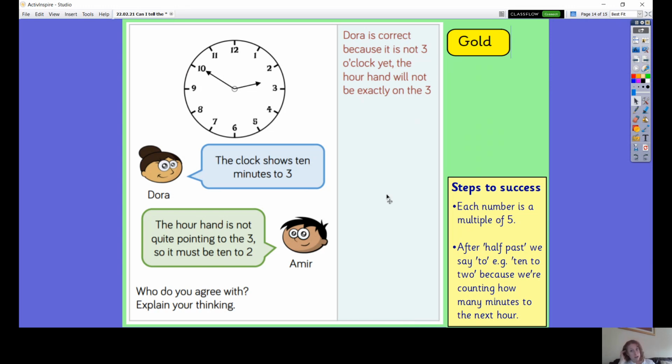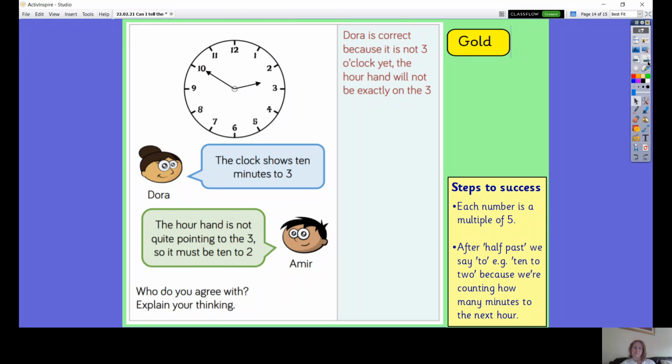So Dora is correct. Because it's not 3 o'clock yet, the hour hand will not be exactly on 3. Because it's still got a few minutes to come back up, which is what we've talked about during the main session. That hour hand will only get to exactly on the 3 when that minute hand gets up to the 12. So hang on to your hats and stay here a second if you're ready to move on to platinum.